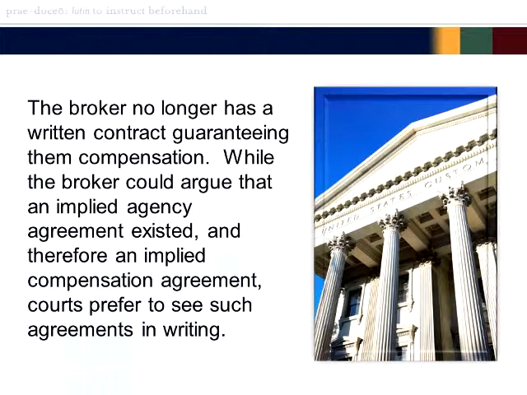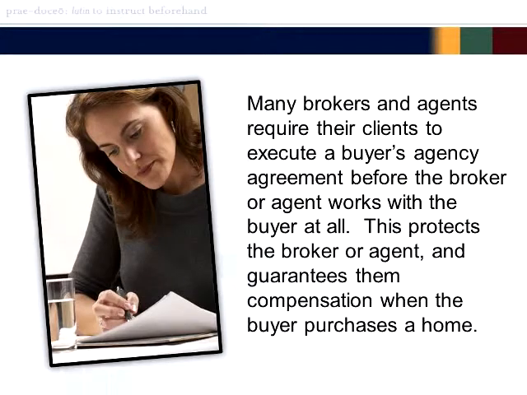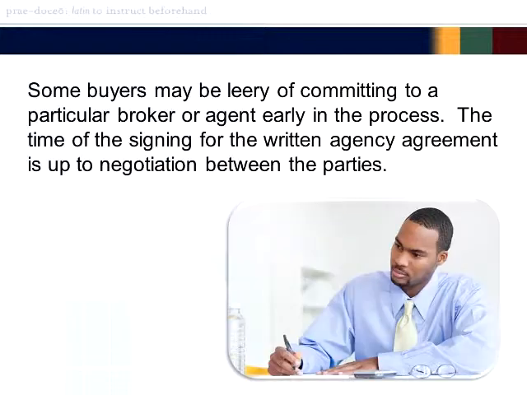While the broker would argue that an implied agency agreement existed and therefore an implied compensation agreement, courts prefer to see such agreements in writing. Many brokers and agents require their clients to execute a buyer's agency agreement before the broker or agent works with the buyer at all. This protects the broker or agent and guarantees them compensation when the buyer purchases a home. Some buyers may be leery of committing to a particular broker or agent early in the process. The time of the signing of the written agency agreement is up to negotiation between the parties.